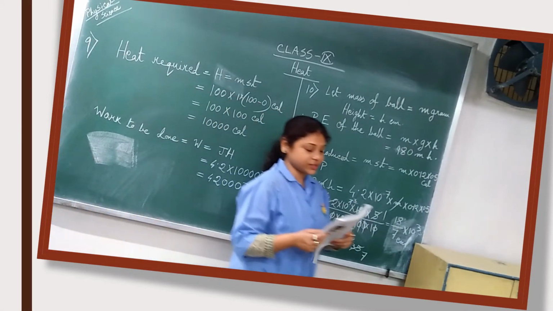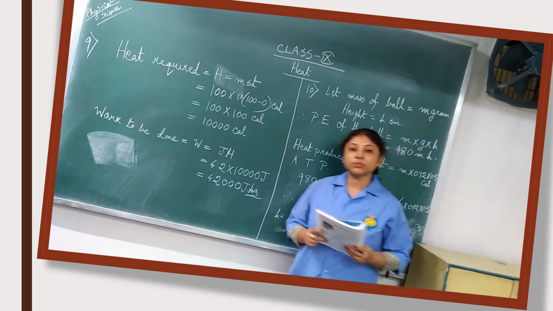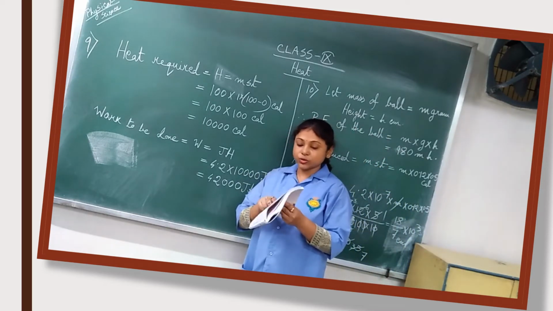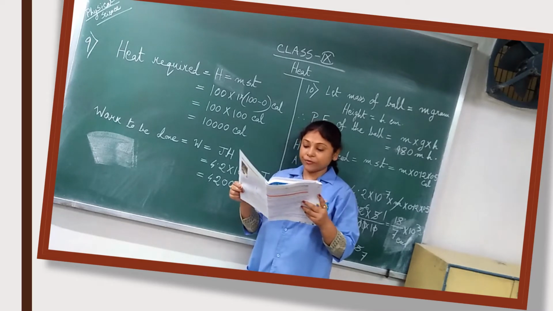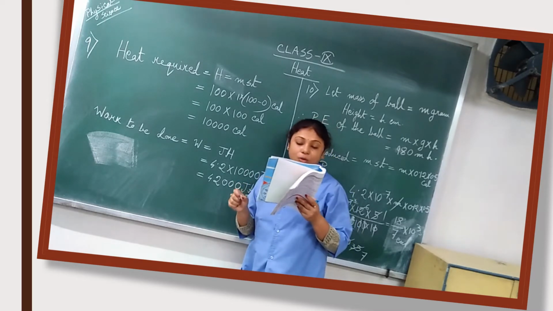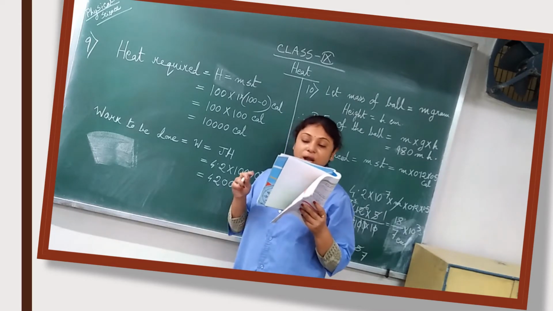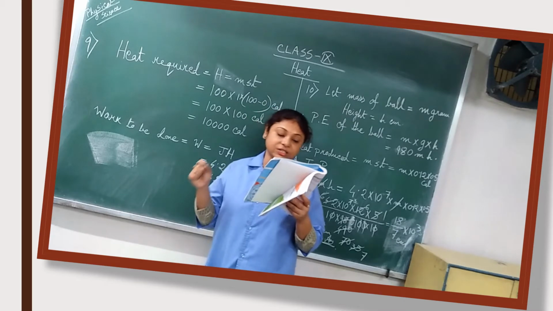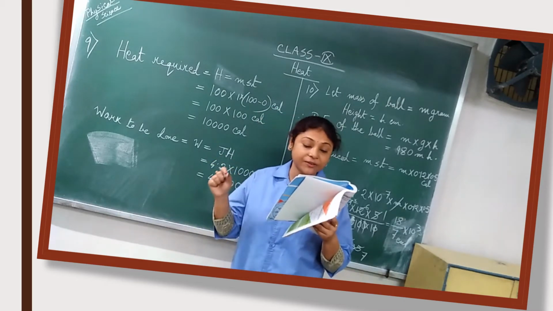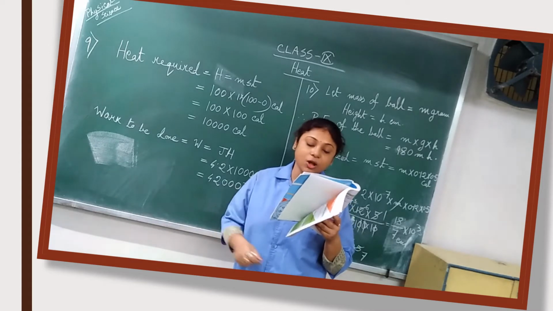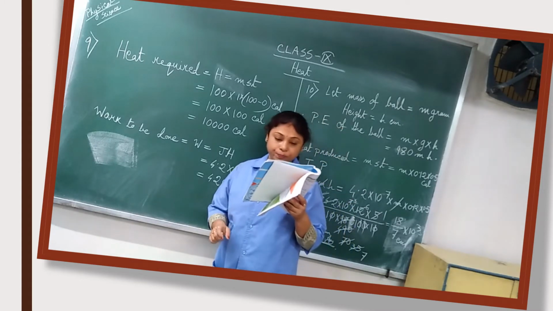Good morning students. We are continuing sums of heat. So today we are starting from sum number 9. Question is: calculate the amount of work to be done to convert 100 gram of water at 0 degree Celsius to water at 100 degree Celsius. Mechanical equivalent of heat is equal to 4.2 joule.